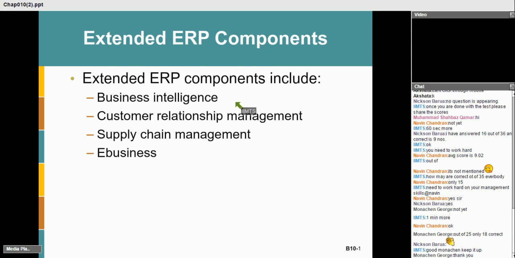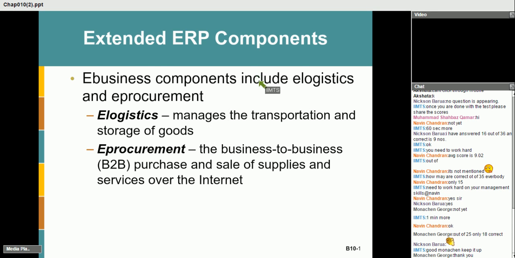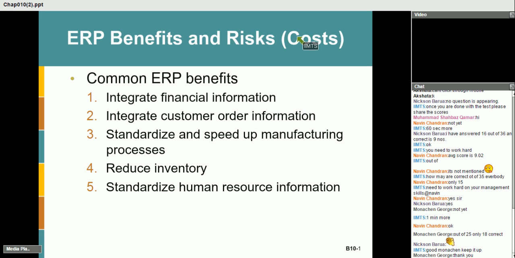What are the extended ERP components? Extended ERP components include business intelligence, customer relationship management, supply chain management, and e-business. The e-business component includes e-logistics and e-procurement. E-logistics manages the transportation and storage of goods. E-procurement is the business-to-business purchase and sales of supplies and services over the internet. So these are the extended ERP components.